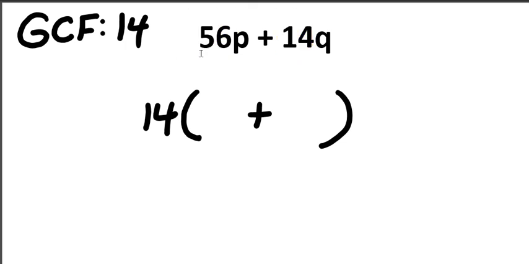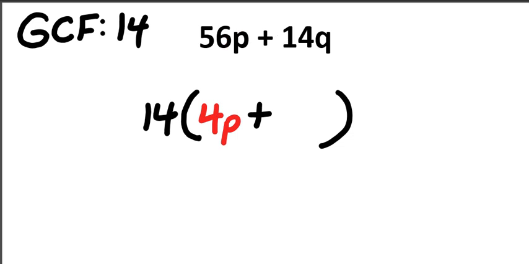Okay, piece at a time, like always. 14 times what is 56? And if you don't happen to know, you can simply divide 56 by 14. And if you do that, you'll find that the answer is 4, which means that 14 times 4 is 56. Now, as always, don't forget about our variable. Bring it down right next to it.